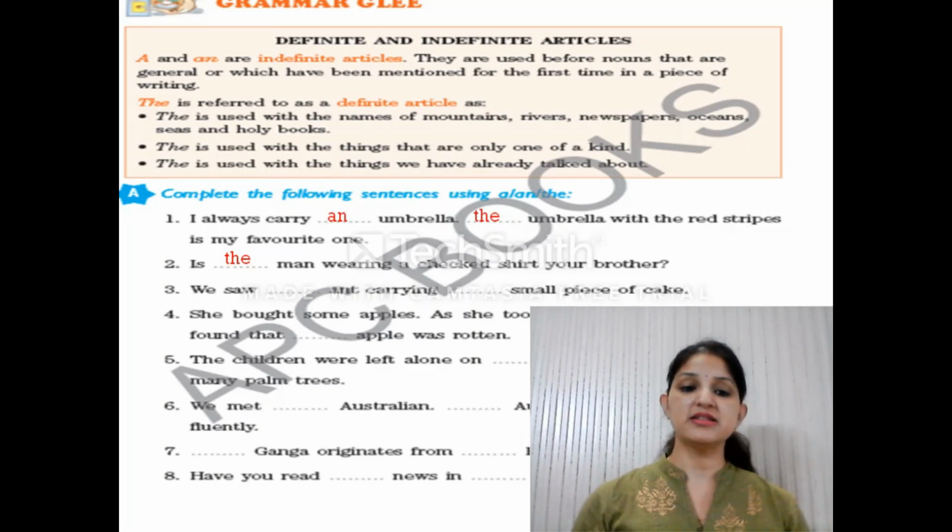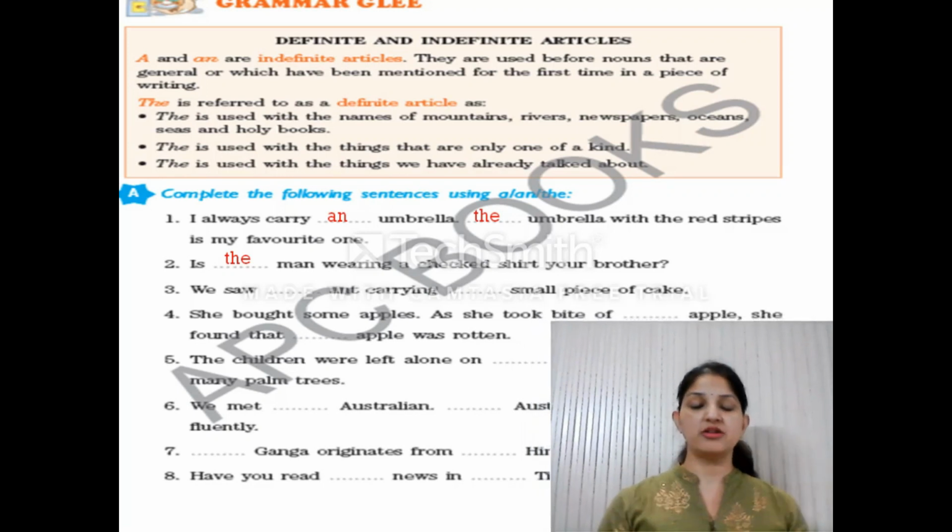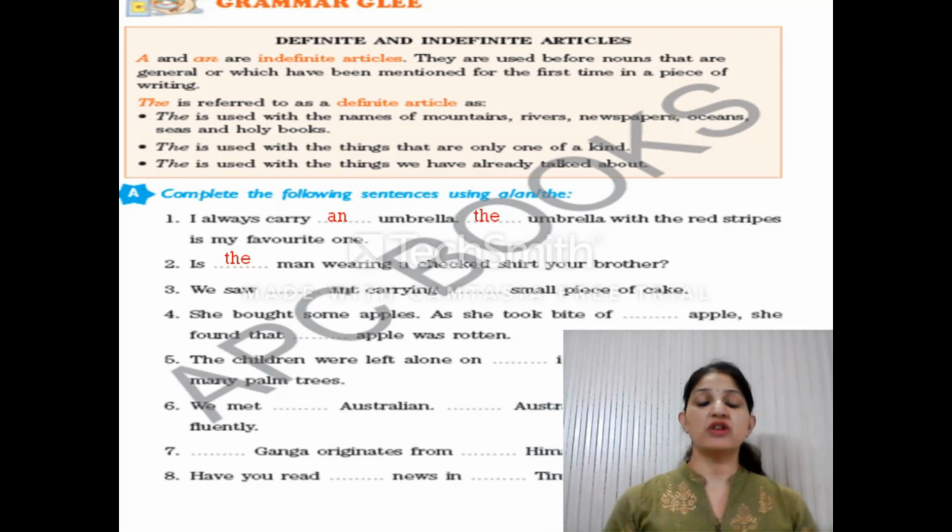Now let us see the third sentence. We saw dash ant carrying dash small piece of cake. As you can see, we are talking about an ant and the sound is a vowel sound. We are also talking about it for the first time, so we will use an with ant. And carrying a small piece of cake.